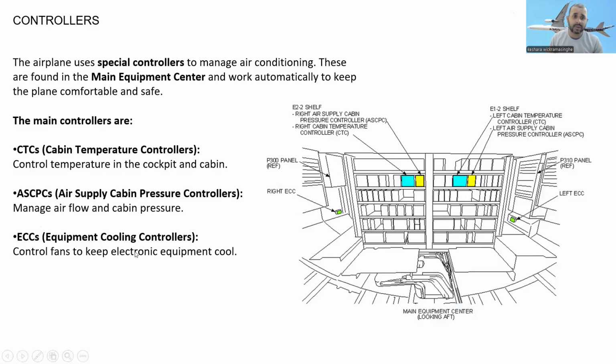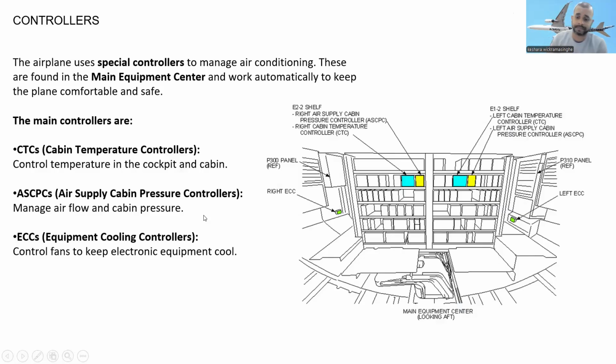And ECCs, equipment cooling controllers. They control fans to keep electronic equipment cool. Okay, you can see this one, main equipment center. Looking from the aft, you can see this one: the right cabin temperature control, CTC, and this one, the right air supply cabin pressure control, ASCPC over there. And this one for the left cabin temperature. This one left and right. Okay, and this one P300 panel here, and the right ECC, right equipment cooling controller here. The left equipment cooling controller.